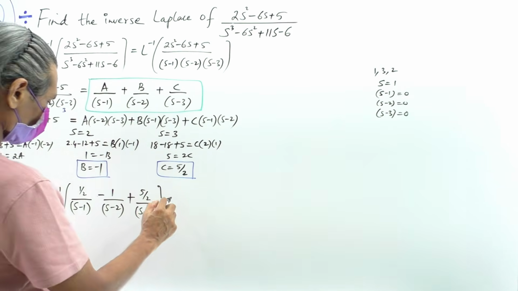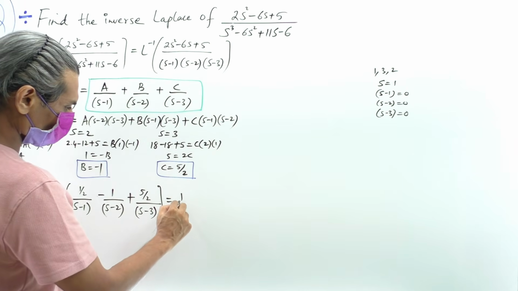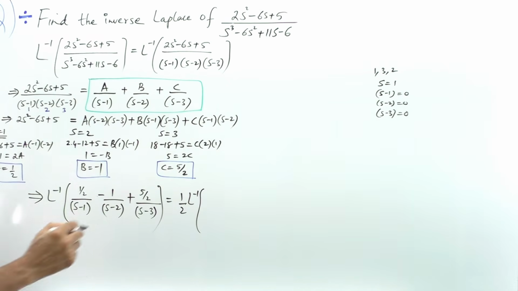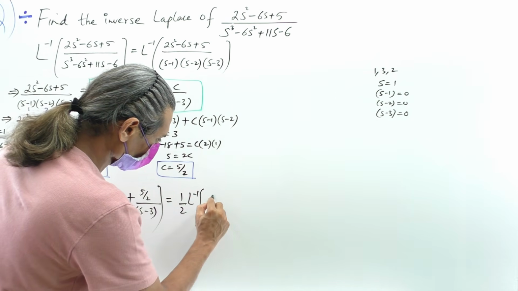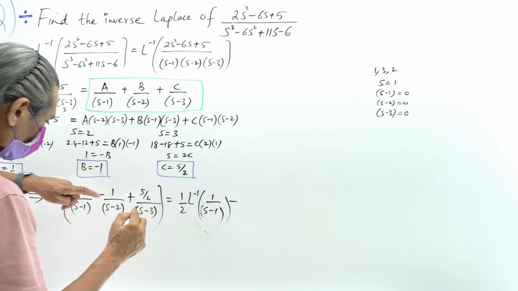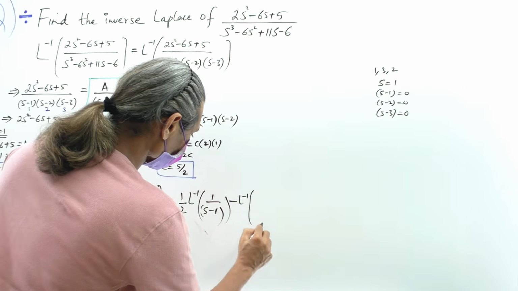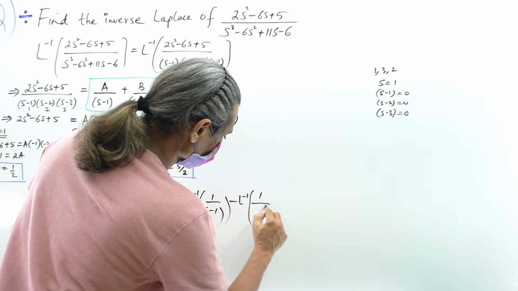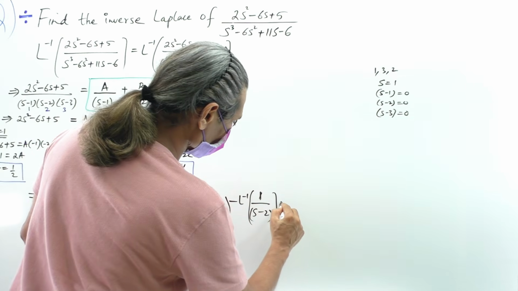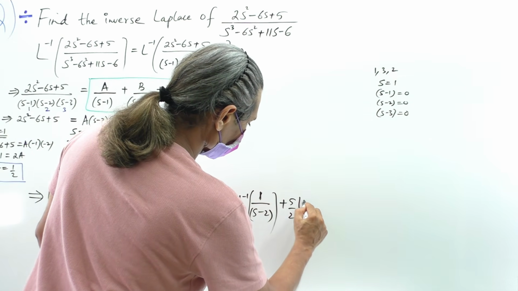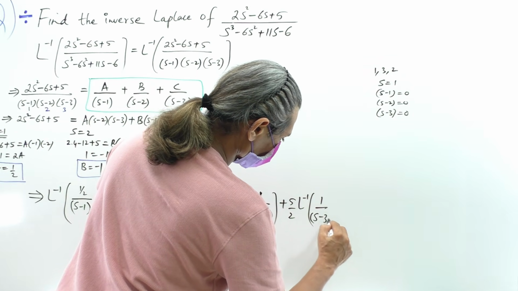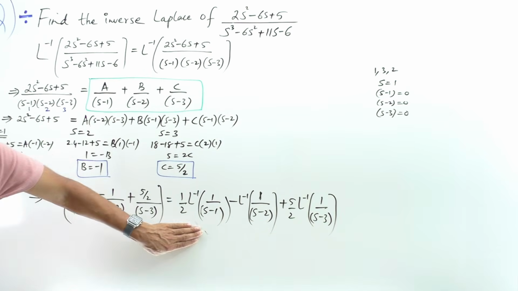Okay. So let's simplify this. I will separate it for you to understand clearly. So 1 by 2 outside, Laplace inverse of 1 by S minus 1, plus minus 1 into Laplace inverse of 1 by S minus 2, and lastly plus 5 by 2 into Laplace inverse of 1 by S minus 3. Done. Okay, everything is done.